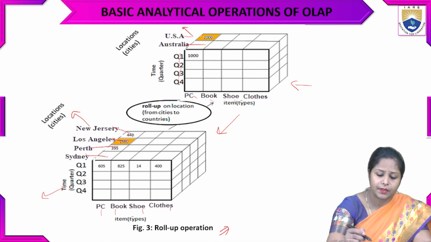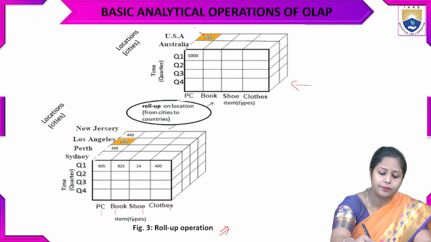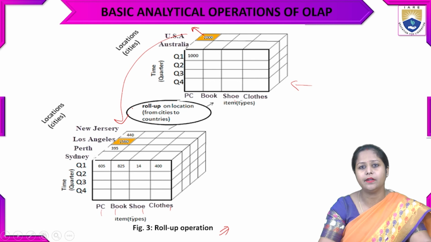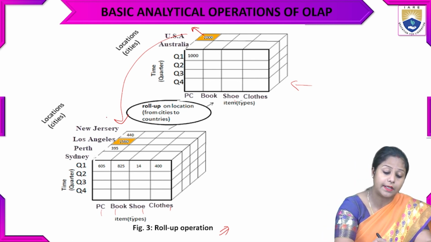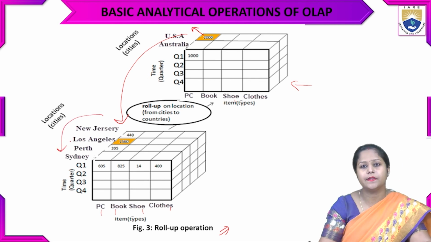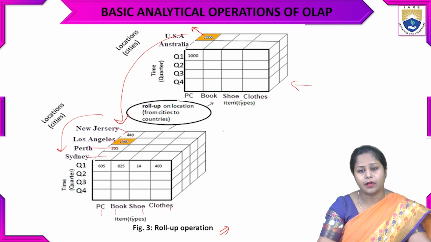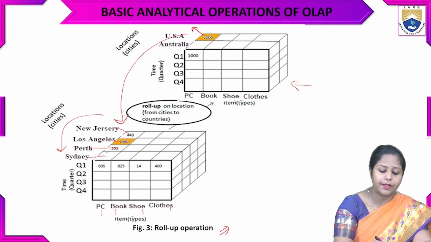Here we can see the USA. We are going to roll up the USA country. What will be the wide view of that? It will be divided into the different cities, the different USA cities, like Sydney, Perth, Los Angeles and New Jersey, and these also have different facts stored there.